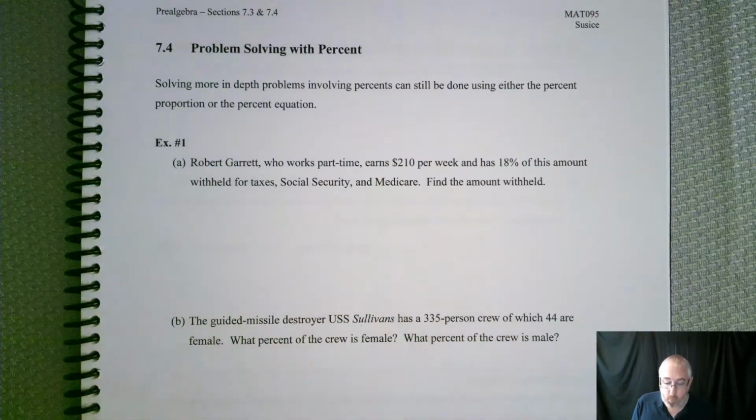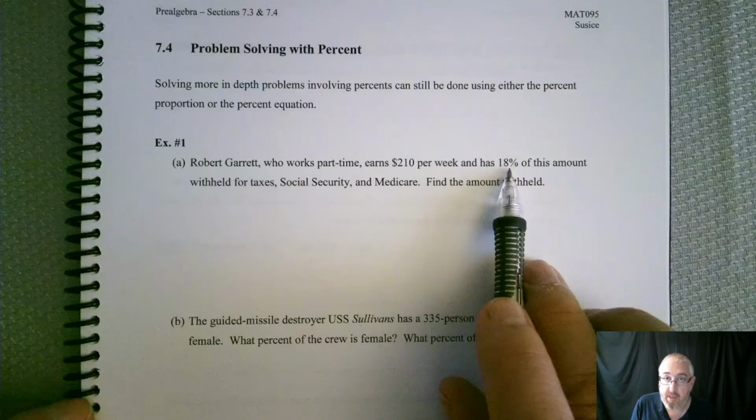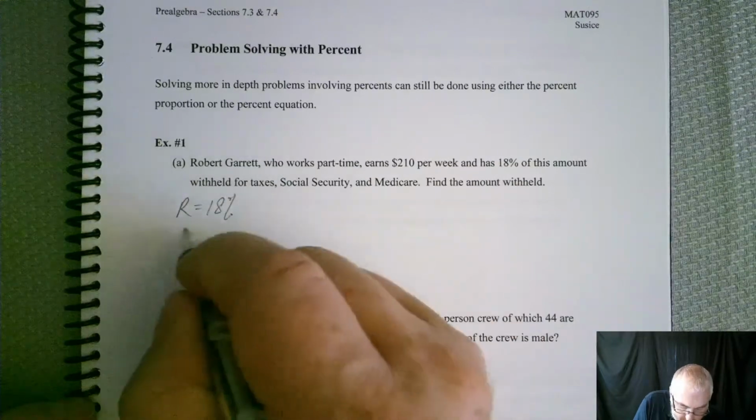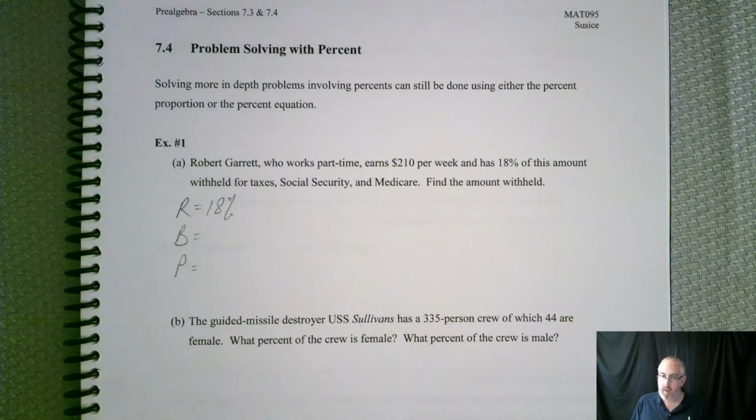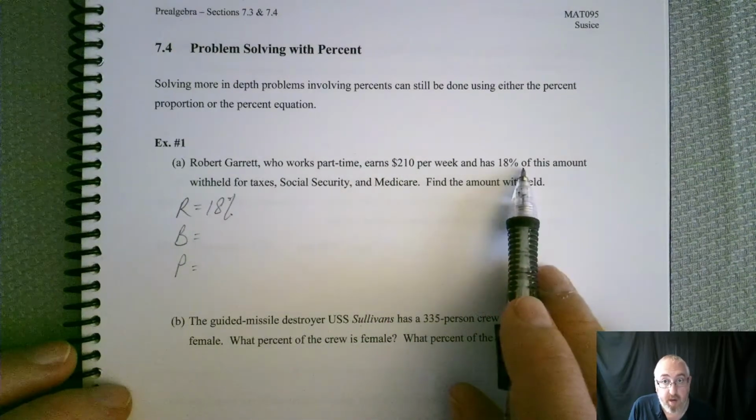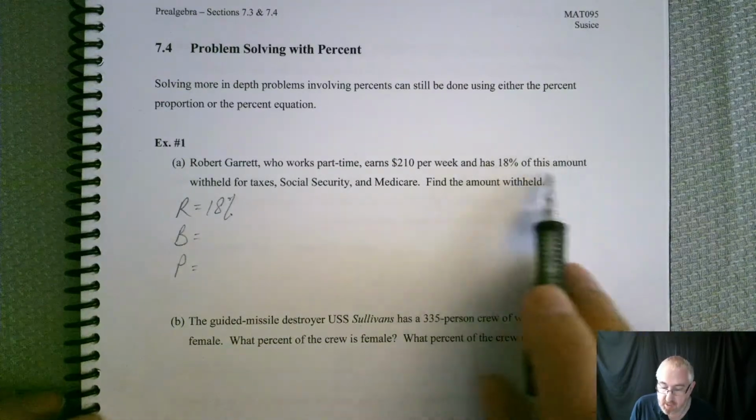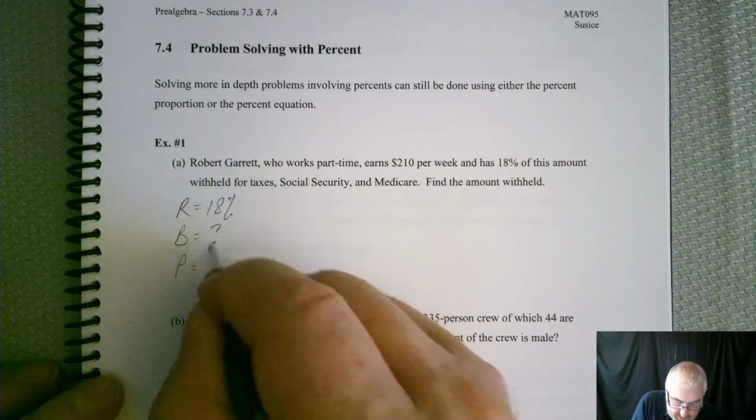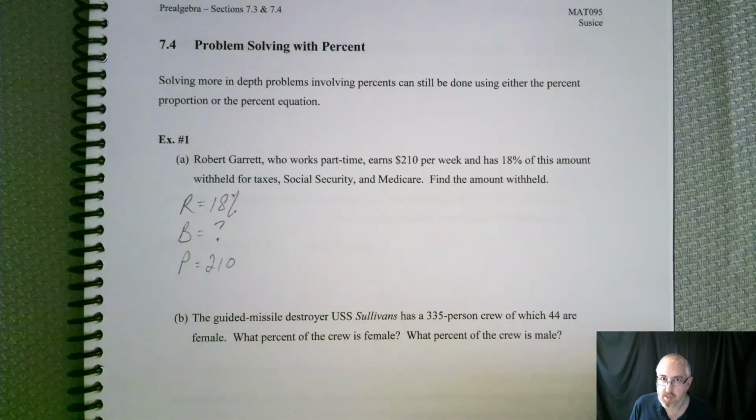So one possible thing that we can do, so we kind of know that 18% should be our R. So we can start with that. And now our base and our part are where it can be a little bit trickier. So we got this $210, but we also see over here 18% of this amount withheld for taxes and so on. So because this looks like it's unknown, a common mistake would be to say that we don't know what the base is and that the part is $210. Now let's try this out and see what we get.